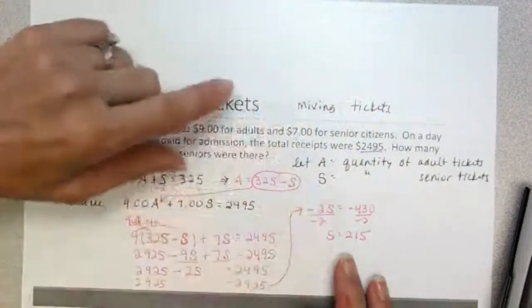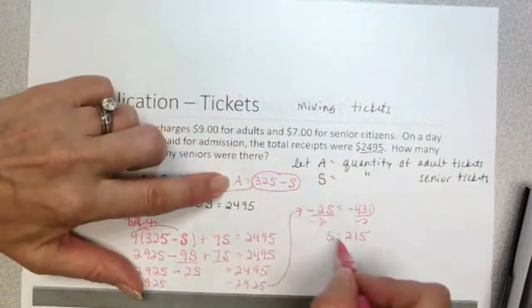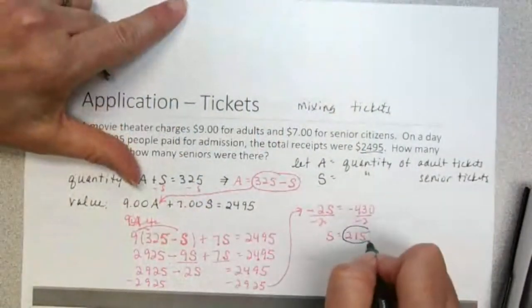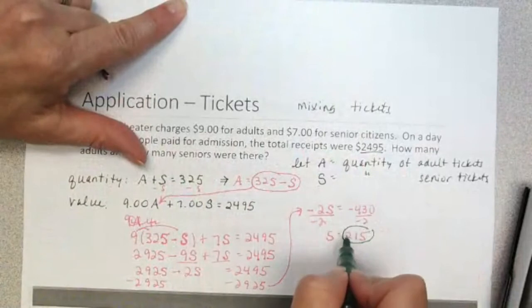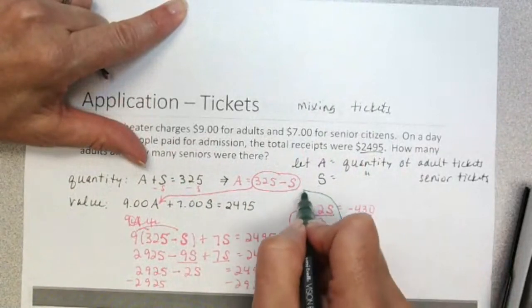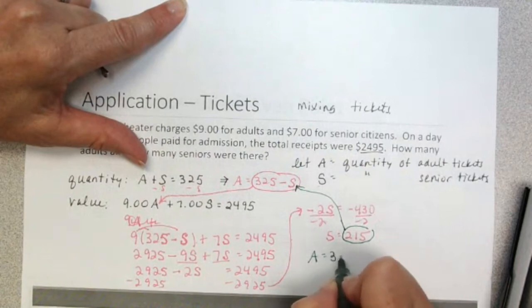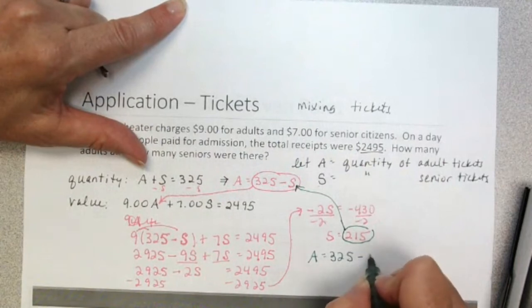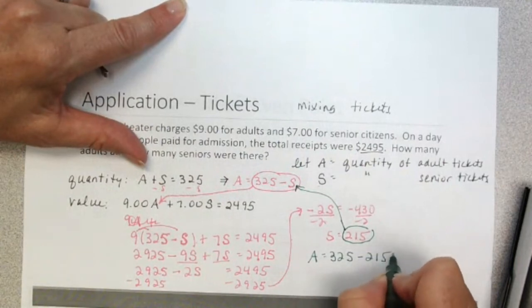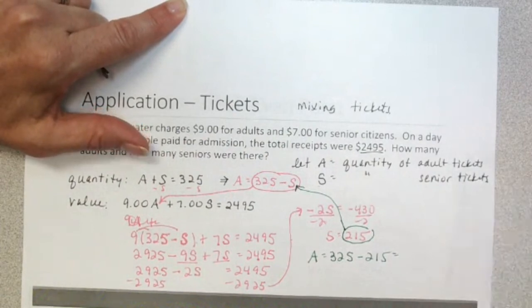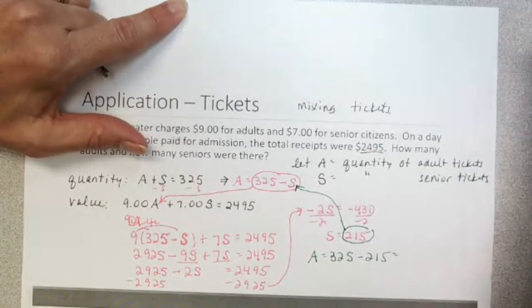Okay, now that we know S, it's easy enough to find A, the adult tickets. We'll just back substitute, right? We'll take that value for S into any of these equations. Here's a nice easy one to use. I'll use this one, put it right in there. So now A is equal to 325 minus 215, or 110.